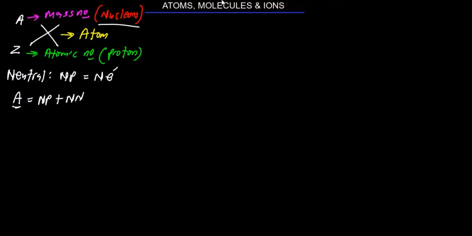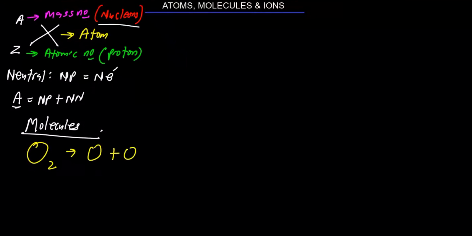That's that about that. Let's look at molecules. Take note that the combination of atoms gives molecules. For example, if I give you something like this, O2, which is one oxygen molecule. If you observe, in this oxygen molecule, I have two atoms of oxygen, O plus O. Two atoms of oxygen give one molecule of oxygen.